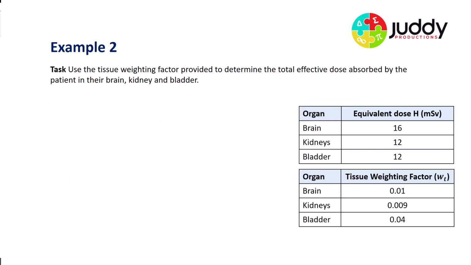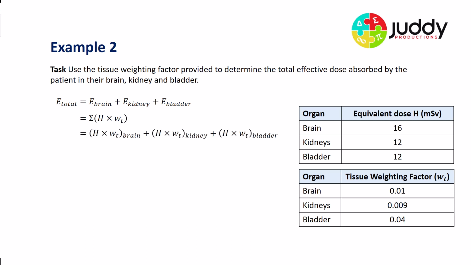So the task is to use the tissue weighting factor provided to determine the total effective dose absorbed by the patient in their brain, kidney, and bladder. So we'll use the two tables to the right. Obviously, the total effective dose will be the sum of the individual effective doses impacting upon the brain, the kidney, and the bladder. So we represent summation, or the sum of, with the capital sigma symbol. So let's have a look how we calculate this. We're going to work out the individual effective doses of the brain, kidney, and the bladder.